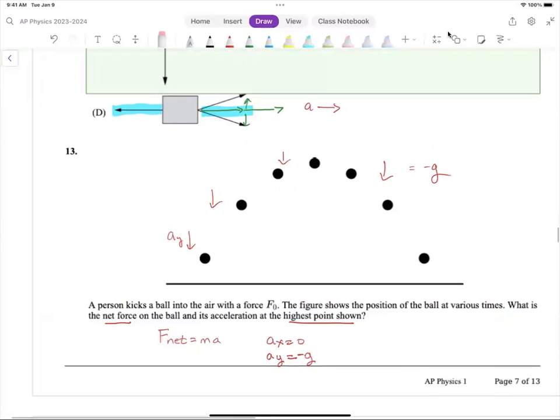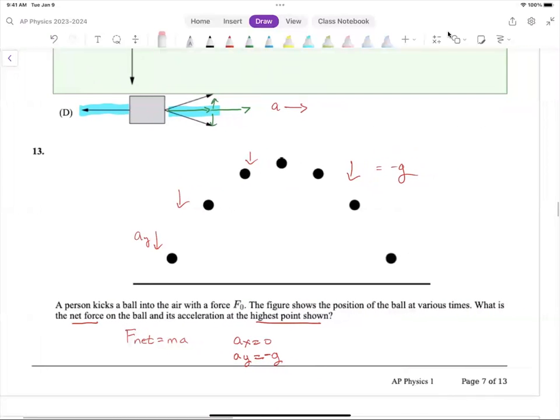Okay, this is a good one. I like this one. Number 13, I have a person that kicks a ball up in the air with a force F0. So here's the ball on the ground. They come along with a net force of F0, hence why it accelerates upwards at an angle, and the net force goes away, and now it's in free fall.